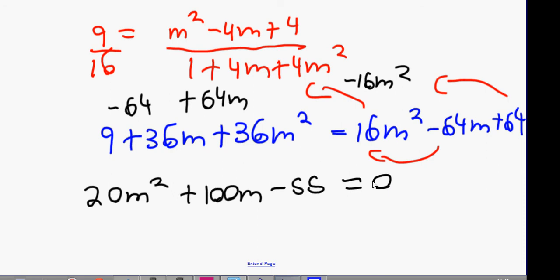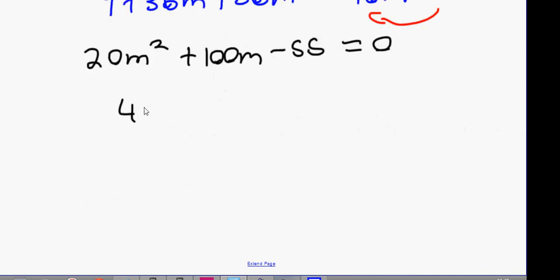Now, why is it a good number? You have options. Option A, do the minus b right away. Option B, divide across by 5. 4m squared plus 20m minus 11.